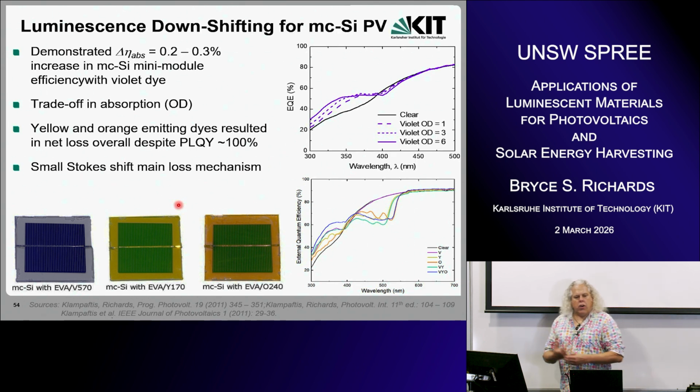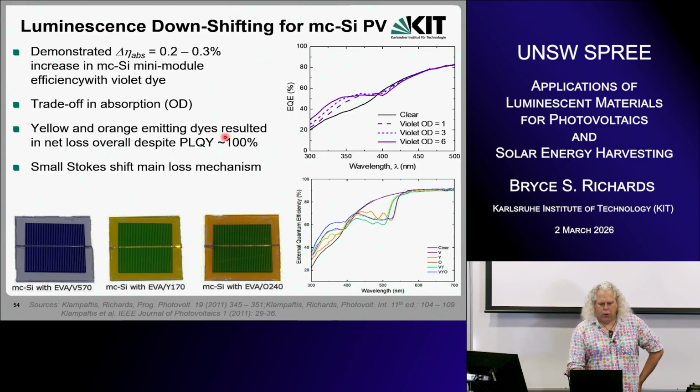What this showed, we got a small absolute efficiency enhancement of 0.2 to 0.3%. So remember, devices were less efficient back in the day. So we're talking about going from, I think it was 16.3 to 16.6% efficiency, okay? Because the results are a little bit old now. And you can see here that you can actually measure an enhancement in the device EQE once you add this layer on top. That was the violet dye.